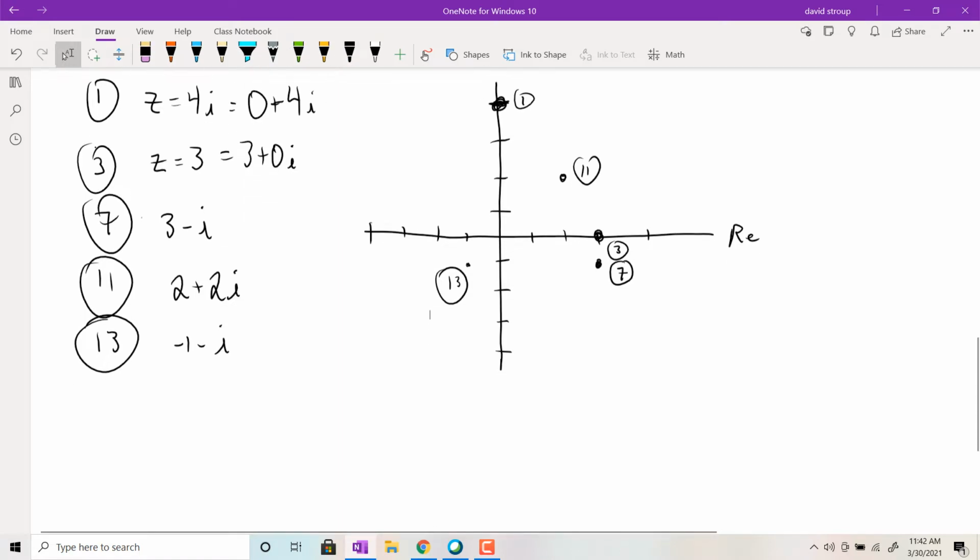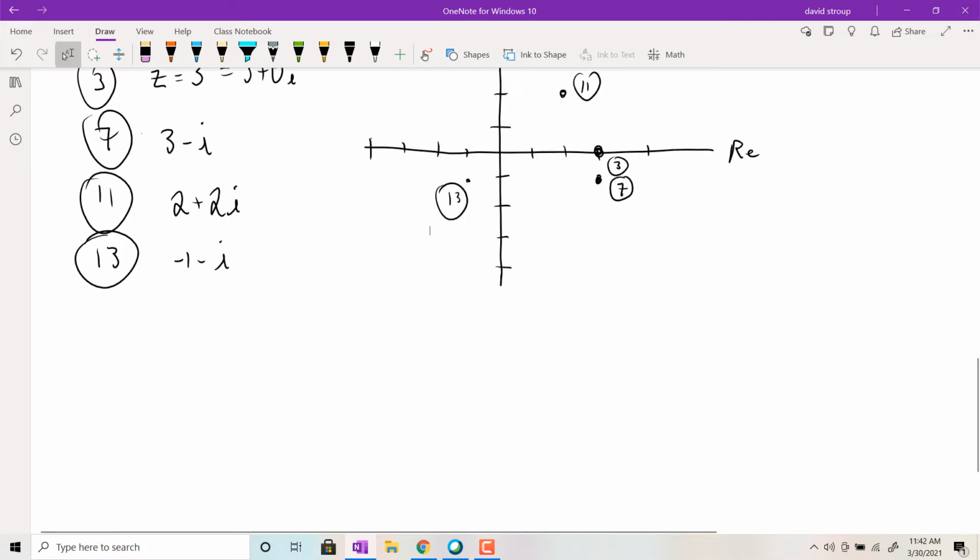I think it is. Okay, now we're going to look at the absolute value of these things.